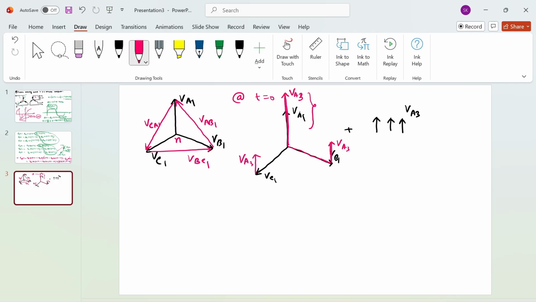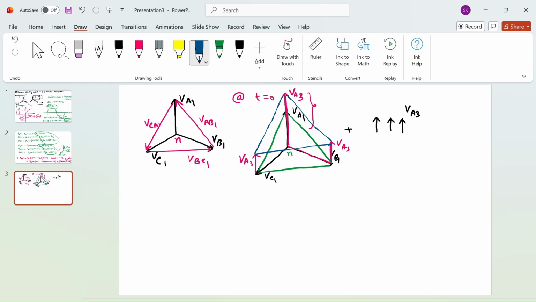And if you try to see the line voltage, let's say these are the line voltages initially, and this was your neutral. After superimposing your third harmonic voltage, the length of the line voltage will be the same, but there will be a shift in the line voltage phasor. So there is a shift in the line voltage.